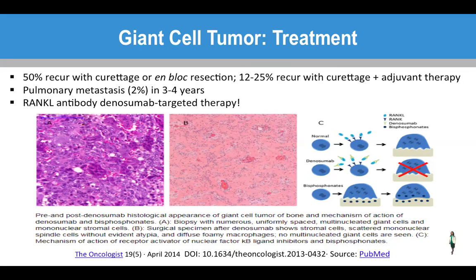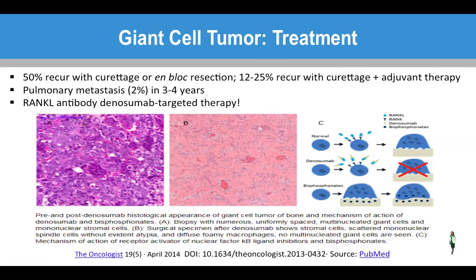And this is a so-called benign tumor, but 2% will experience lung metastasis in 3 or 4 years. So the new treatment we're talking about is targeted to RANK ligand, and it's called denosumab. This is the article published by Dr. Andrew Rosenberg and his group.